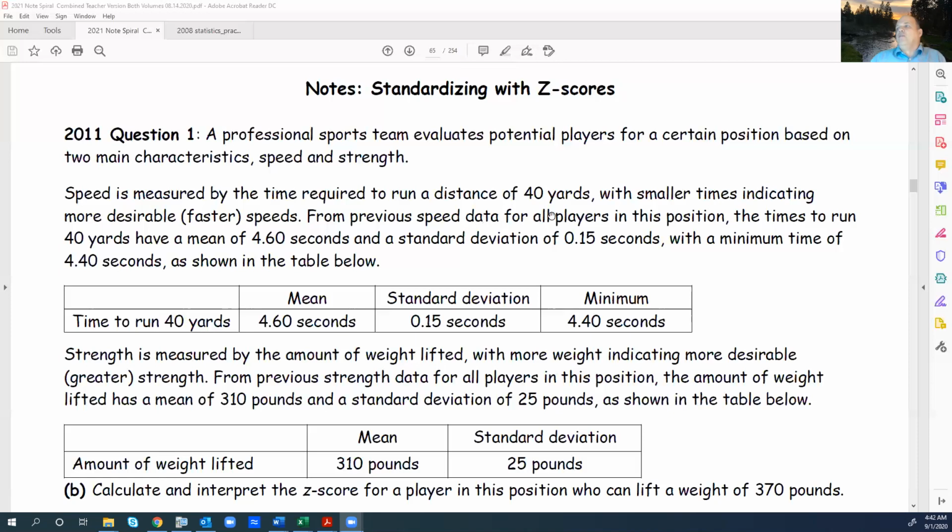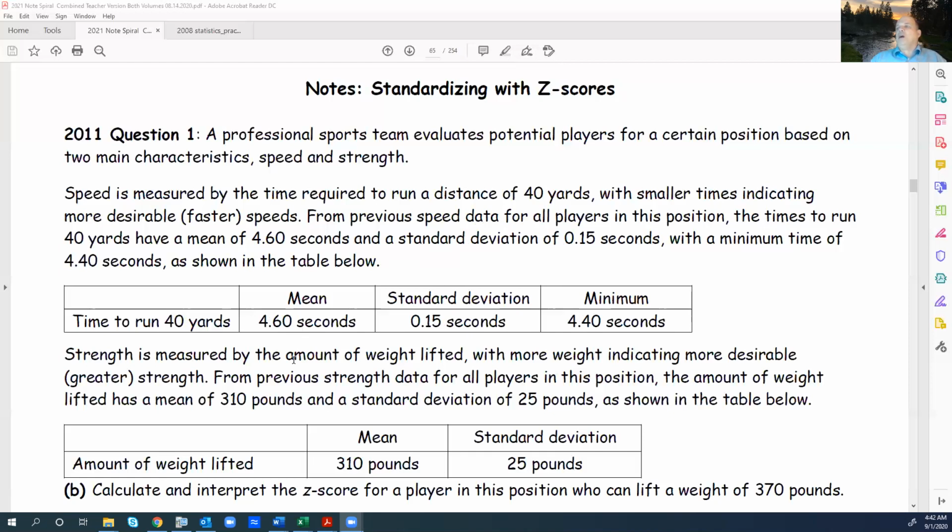From previous data for all players in this position, the times to run the 40 yards have a mean, or average speed, of 4.6 seconds and a standard deviation of 0.15 seconds, with a minimum time of 4.4. So here we have it in the table: the average time of 4.6, the standard deviation of 0.15, and the fastest that anyone ran, which is 4.4, which is 0.2 seconds faster than the average, okay?